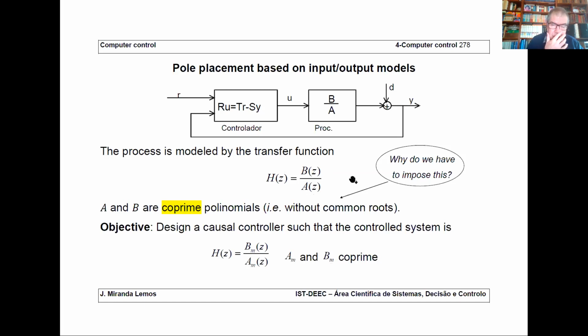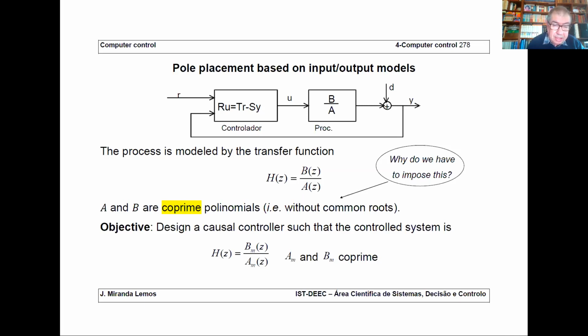Now, this looks a little bit mysterious, but it looks natural that we work with the simplest possible models. If we have common roots, we can cancel them. If you don't cancel them, then you get into trouble. From the mathematical point of view, you will get into numerical problems, so the equations that we are going to establish won't have a solution.